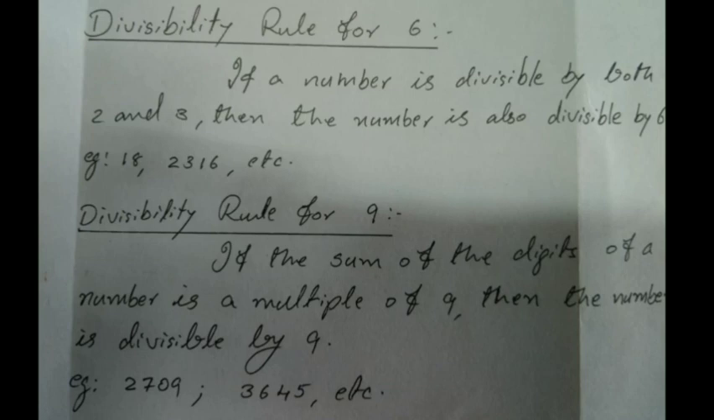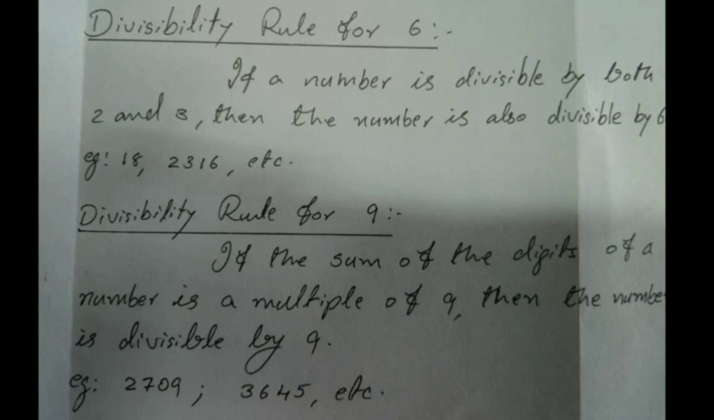Next number, 2316. Last digit is 6, so it is divisible by 2. And if you add all these digits, 2 plus 3 is 5, plus 1 is 6, plus 6 is 12. 12 is a multiple of 3, so it is divisible by 3 also, and therefore 2316 is divisible by 6 also.